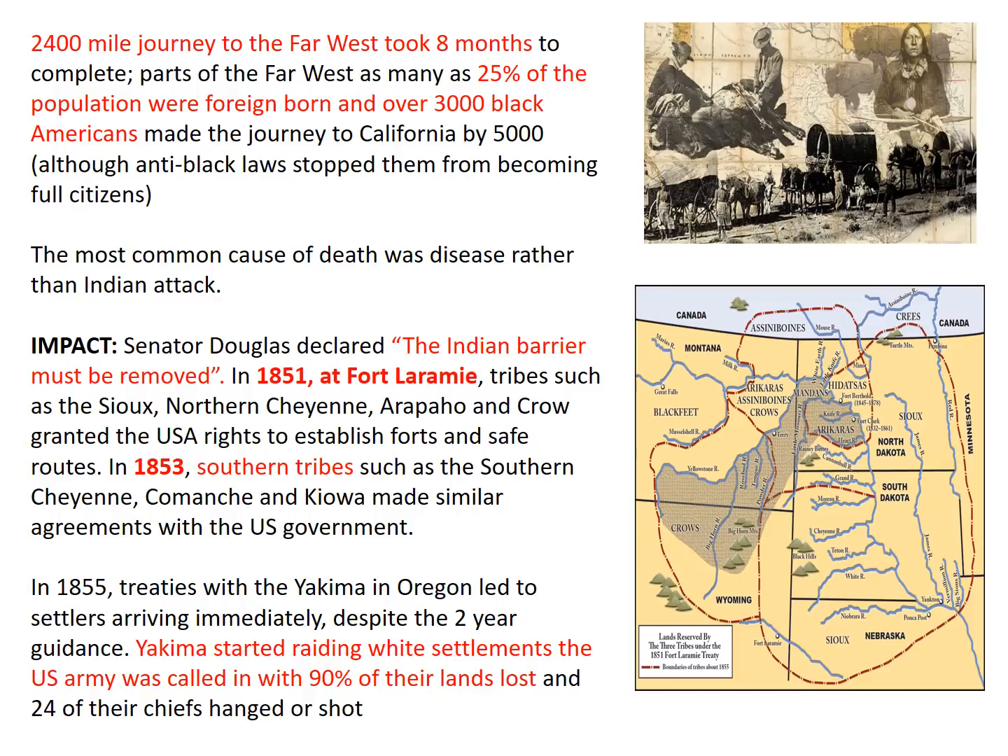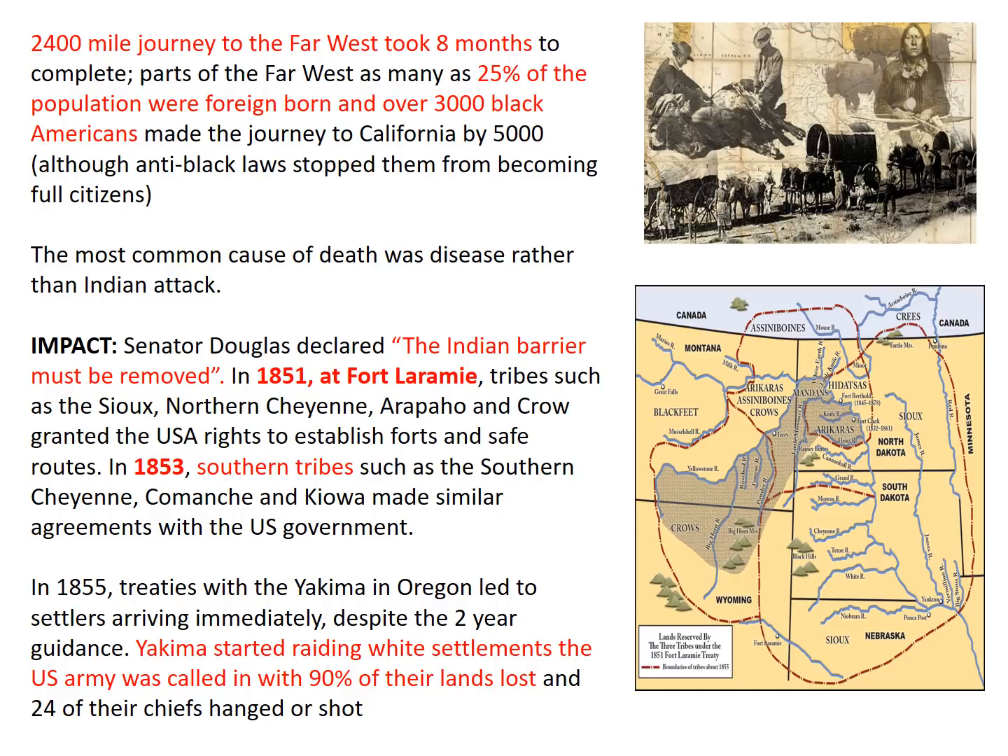And then in 1851 at Fort Laramie, tribes such as the Sioux, Northern Cheyenne, Arapaho, and the Crow gave the USA rights to establish forts and safe routes. A similar story with the southern tribes of Cheyenne, Comanche, and Kiowa, also establishing these rights. Part of these rights, however, was to do with giving them time to settle. They granted them US forts, but they would have some time before settlers would come into it.